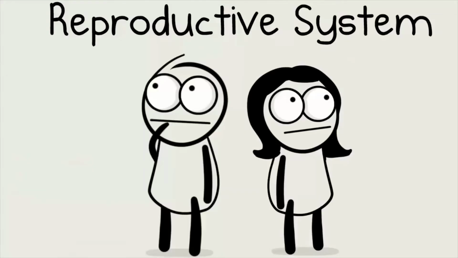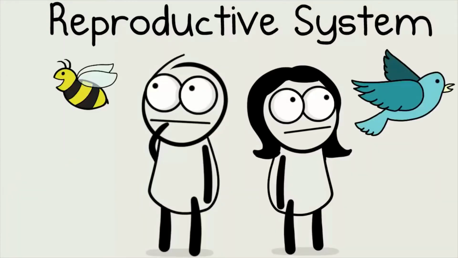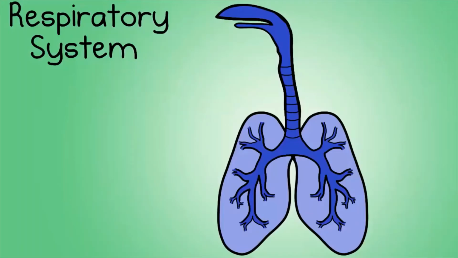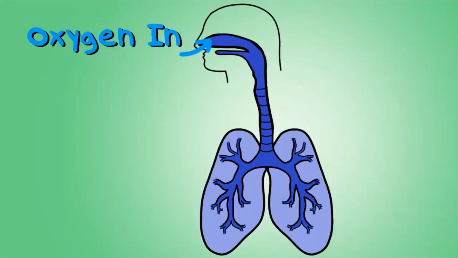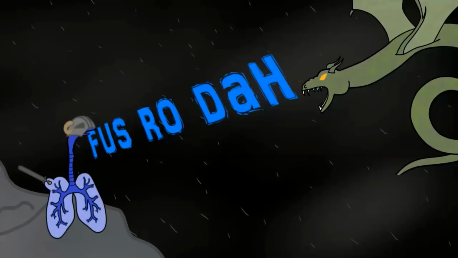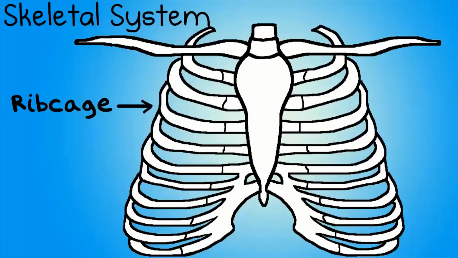Number 9, the reproductive system. Like it sounds, this system includes reproductive organs. The major function here is that it allows for animals to reproduce. So think babies. Number 10, the respiratory system. This involves the lungs, and this system involves the intake of oxygen into the body and exhaling carbon dioxide from the body. Remember that your cells need this oxygen, and they need to get rid of carbon dioxide in order to function correctly. Number 11, the skeletal system.